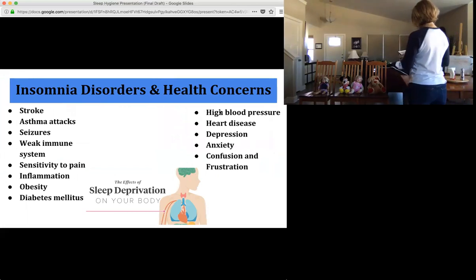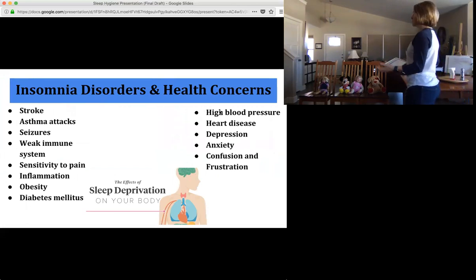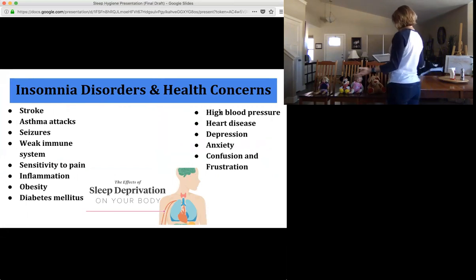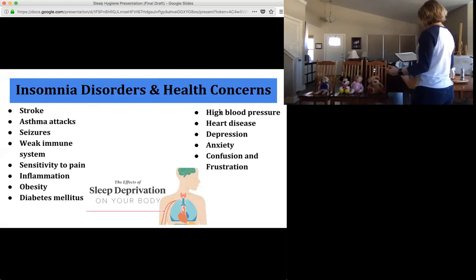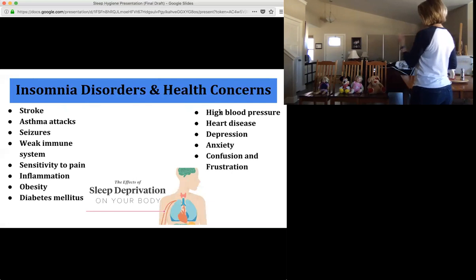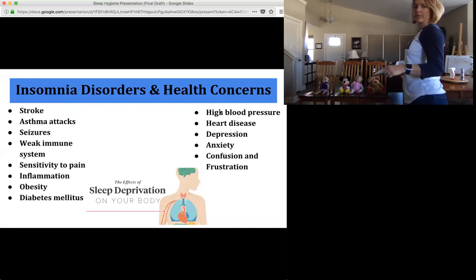Insomnia can have certain medical disorders and health concerns that go along with it, especially if it's chronic. As you can see here on the slide, they go from serious things like stroke and seizures to maybe more mild things such as an asthma attack or sensitivity to pain. It can also induce high blood pressure, heart disease, and again, you're seeing the anxiety, depression, confusion, and frustration that go along with being sleep deprived and not getting good hours of sleep.